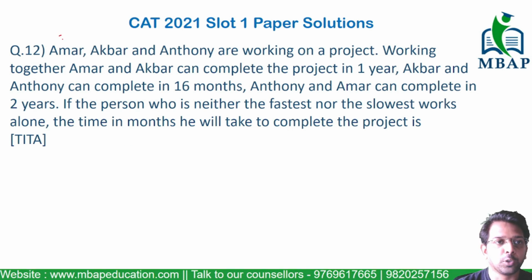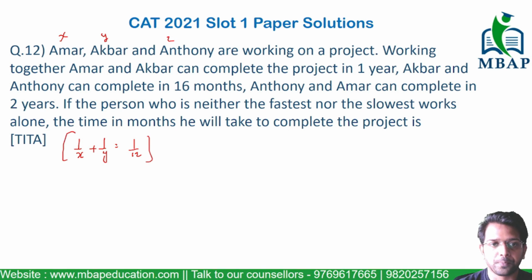Now, let's assume Ammar is X, Akbar is Y, and Anthony is Z. On the first side it is said that Ammar and Akbar working together can complete the work in 12 months. So in 1 month, both of them will cover 1/12 of the whole work. Moving on, Akbar and Anthony, which is 1/Y plus 1/Z, should be equal to 1/16.